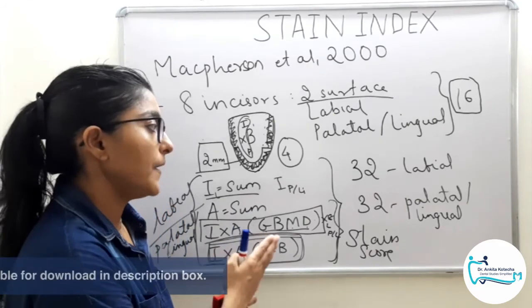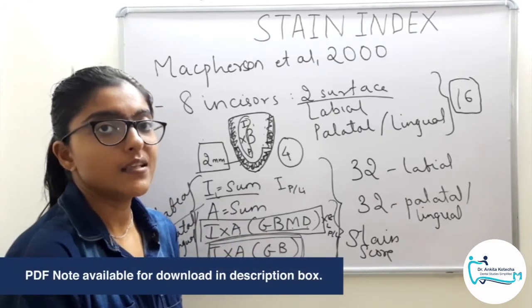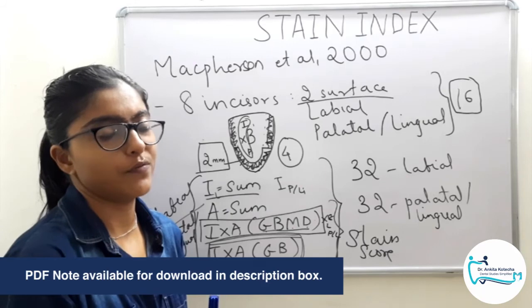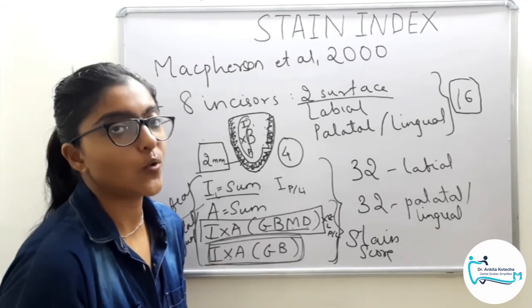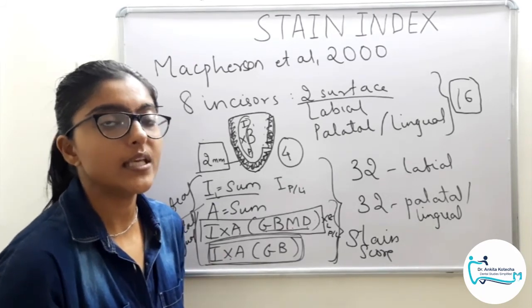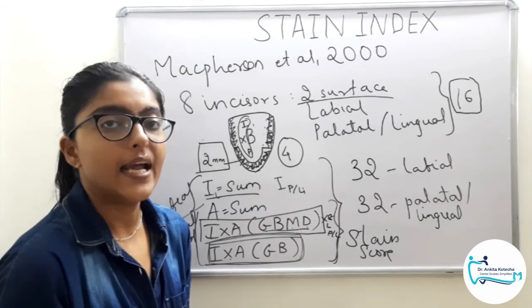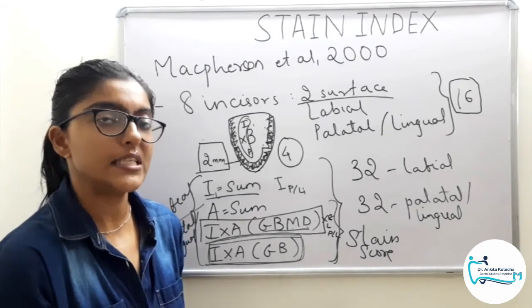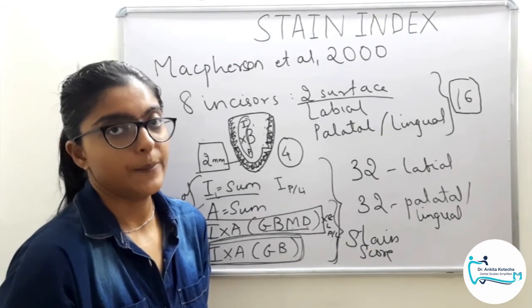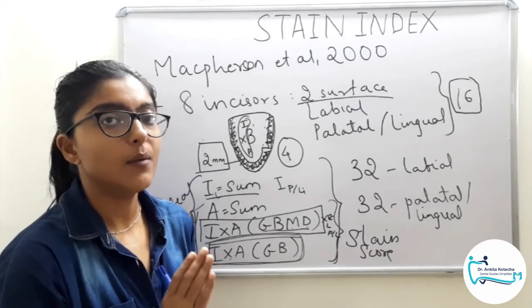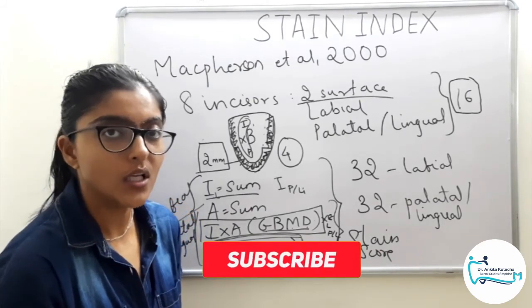So this completes the topic, both the indices, actually one index and its modification, that is the conventional or original stain index given by Lobene in the year 1968 and its modification by McPherson et al. in the year 2000. I hope both the criteria, both the indices are clear to you all.